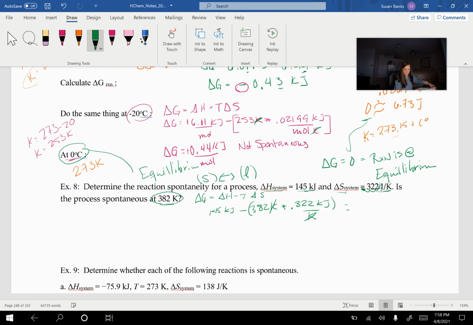So when we calculate this out, we have 3 sig figs. Yep, 3 sig figs. So we get a delta G when we calculate this of 22.0 kilojoules. So that is positive, right? That is a positive value so that we know that this is non-spontaneous.